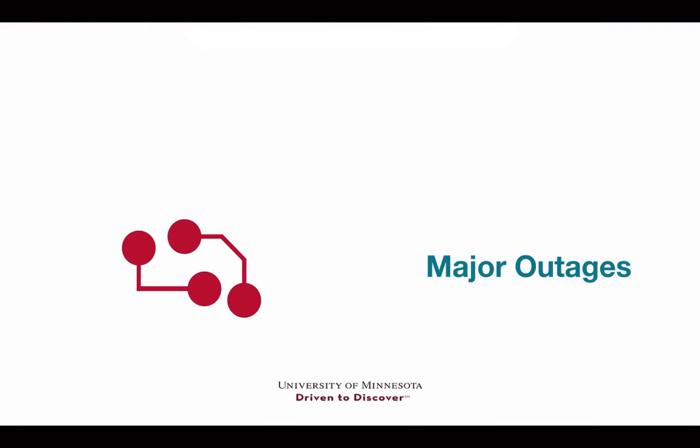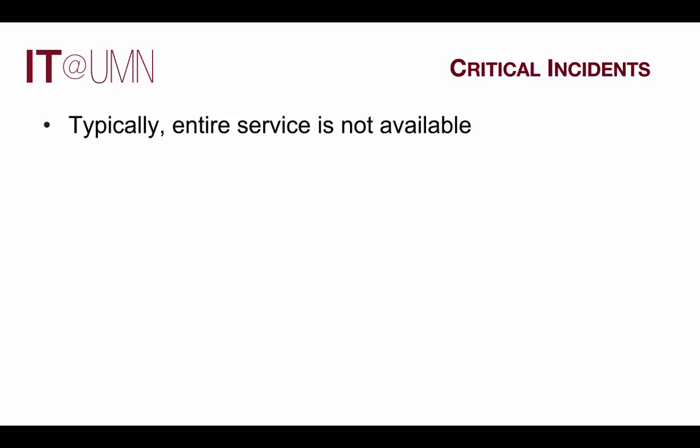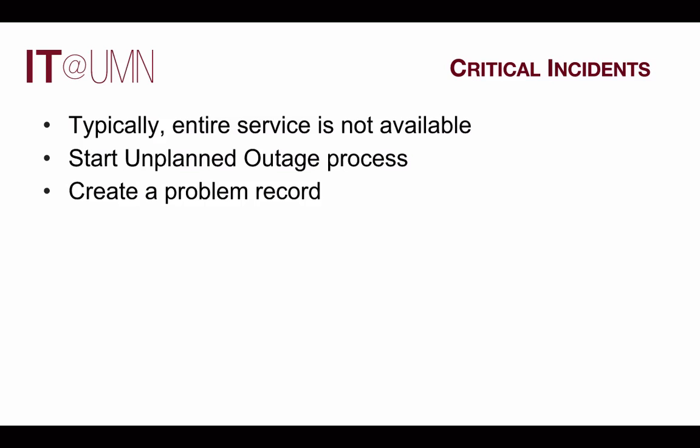Let me give you some more details about how the outage management process works currently with our support processes. When a critical incident occurs, it is typically of a nature where an entire service or a large part of that service is no longer available to our users. In these events, we want to begin our unplanned outage process. Anyone can start that process by creating a problem record in ServiceNow and establishing the problem manager for that problem. This is often a service structure or the service structure's designate or one of the line managers in the management chain of that service structure responsible for that service.